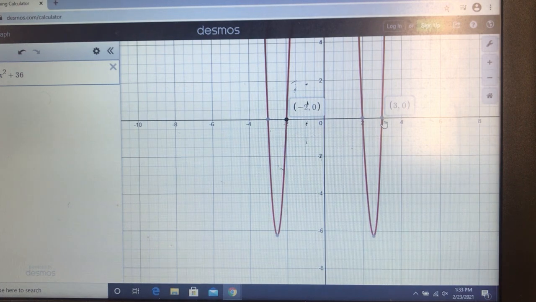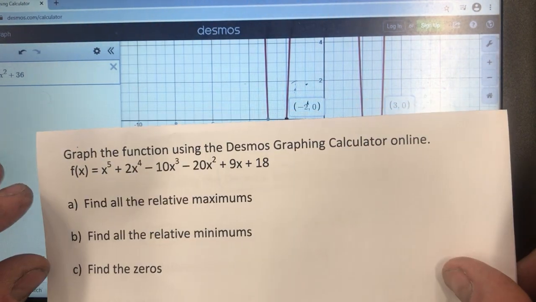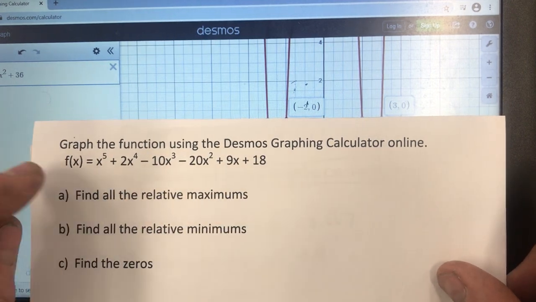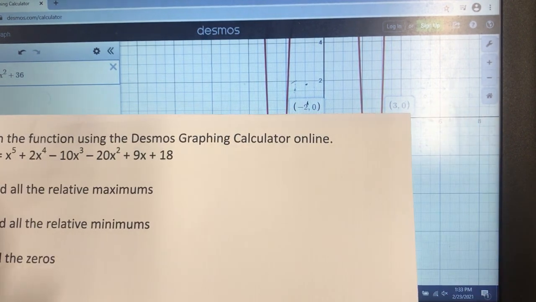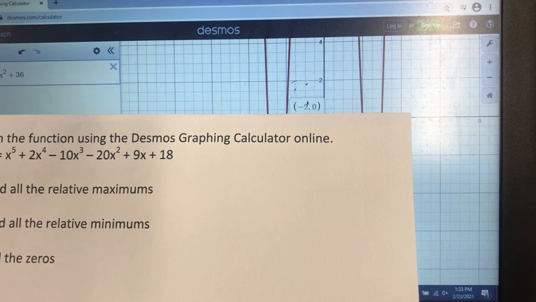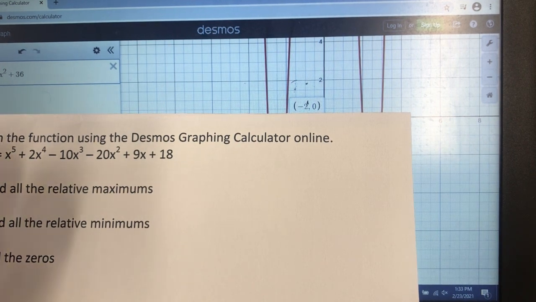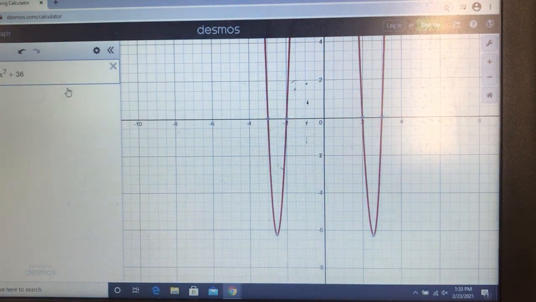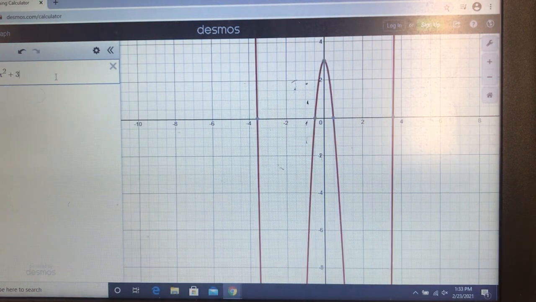All right. One more we're going to do. Get my paper here lined up. Okay, here's the last one, and this is the long one here. Graph this one. So let me get this thing up here and we'll get her going.